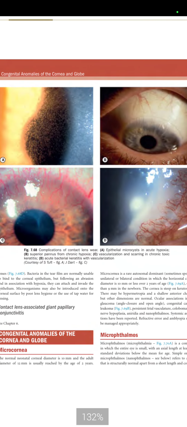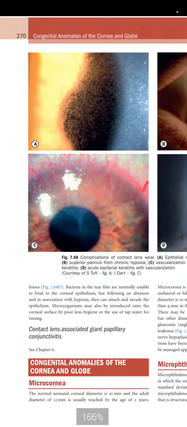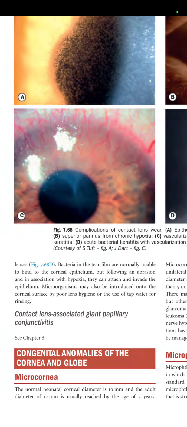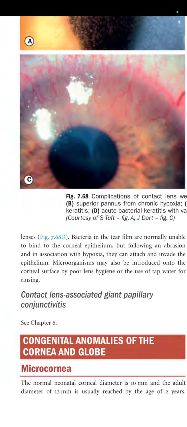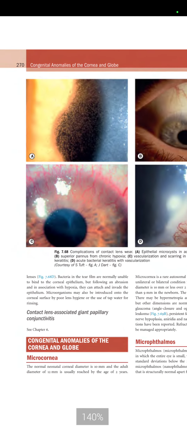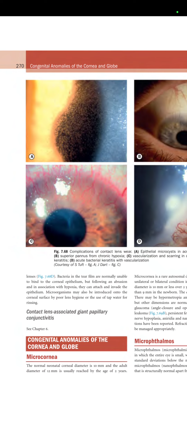So, welcome to the Kanski lecture series, Cornea part 20, and it is going to be the last part of the Cornea chapter 7, congenital anomalies of the cornea and the globe, microcornea. So, basically, these are the congenital problems of the cornea.